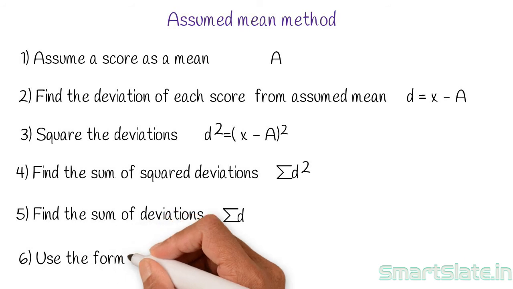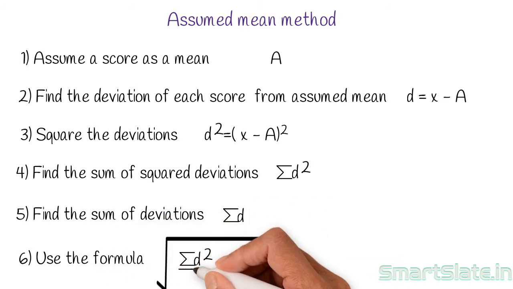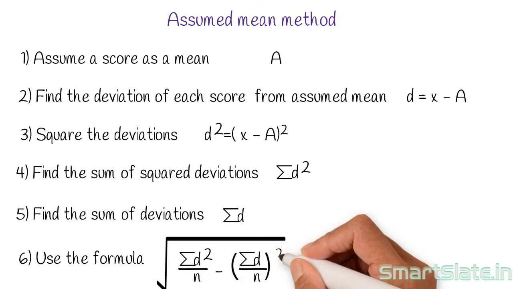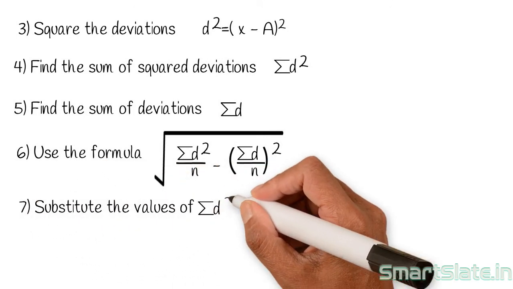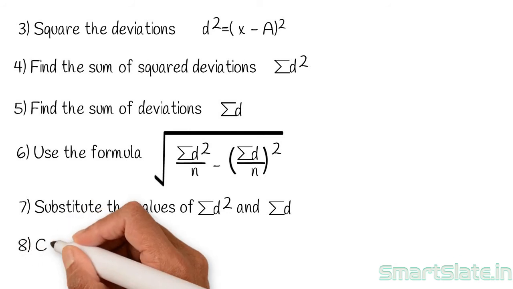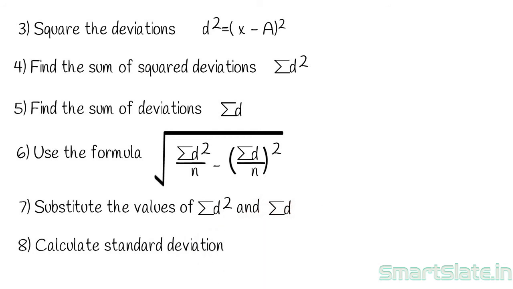Use the formula: sigma is equal to square root of sum of D square by n minus (sum of D by n) whole square. Substitute the values of sum of D square and sum of D in the 7th step. 8th step is to calculate standard deviation sigma. I hope these steps are clear to you, but let me solve an example so that you get a better idea.